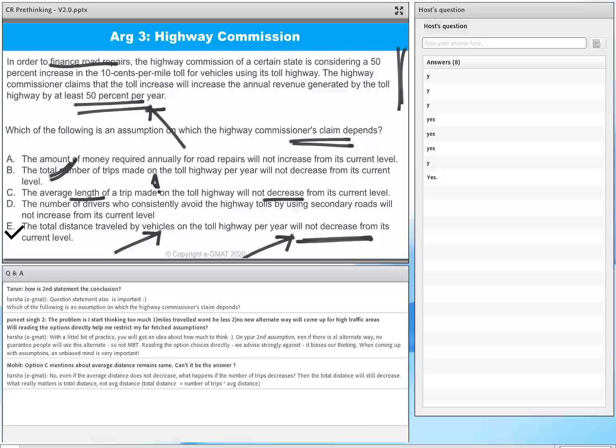He's saying, what's the new info in this assumption? The new info is that in the argument, there's nothing that really talks about what would happen to the total distance traveled once we do the price increase. This choice provides an answer to that.